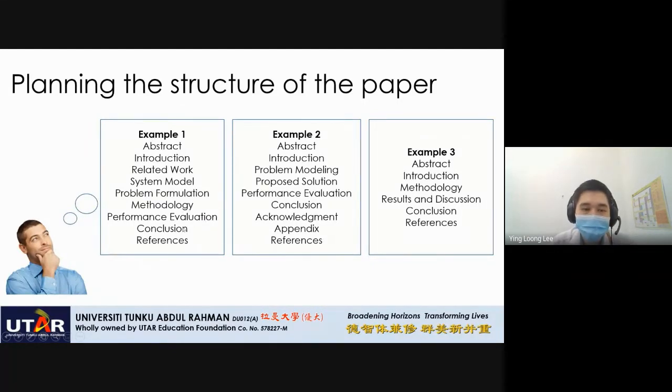So this kind of structure is more on the problem solving kind of work, right? You have a problem. You first describe the system model, and then formulate the problem based on the system model, and then provide a solution to solve the problem, right? And then you evaluate the solution, whether it's good or not, and then conclude the result, right? This is one example. Example two: abstract, introduction, problem modeling, proposed solution. This is quite similar to example one, right?